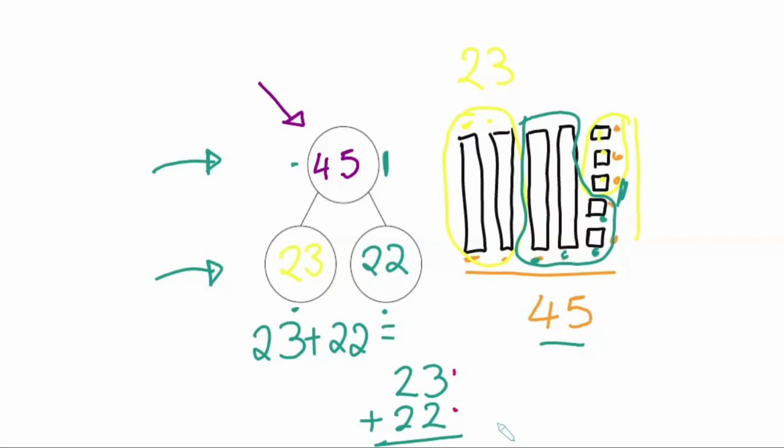3 plus 2 is nice and easy. I'll give you a second to work it out. 3 plus 2 is 5, well done. And nice and easy, 2 plus 2 is fabulous. 2 plus 2 is 4. And you can see, fantastic, that it still equals 45. Our whole number hasn't changed at all. All we've done is partitioned in an alternative, different way.